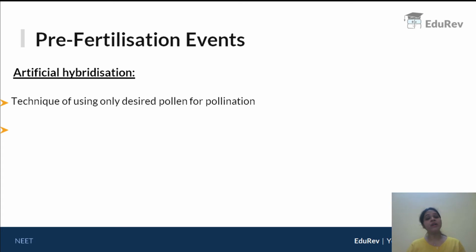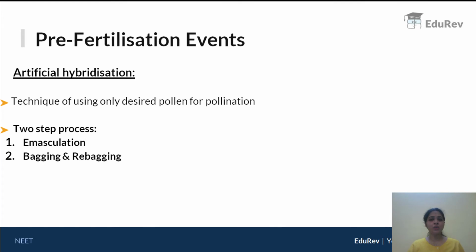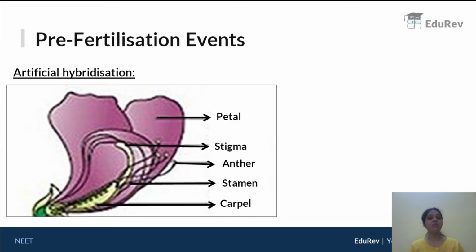Now, in order to conduct artificial hybridization, you have numerous steps, but the main steps include something called emasculation, which means removal of the masculine part, in other words the stamens or the anther, and the second is something called bagging and rebagging. So we will understand that as we move along. Now we have a small flower over here, a purple color variety of a flower, and very clearly in the figure you can see you have a petal, you've got a stigma, you've got the anther, stamen and carpel.